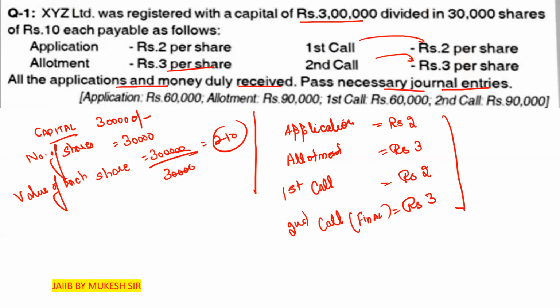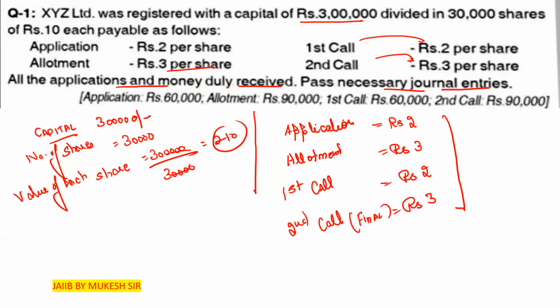At the time of the application, what they are saying is that you have to give rupees 2. What is the meaning of that? First of all, the company says that we are going to issue this many shares, so first you have to apply. It depends upon us whether we are going to allot our shares to you or not. If the share is of rupees 10, at the time of application you just have to give 2 rupees.